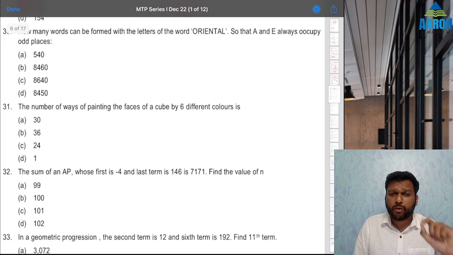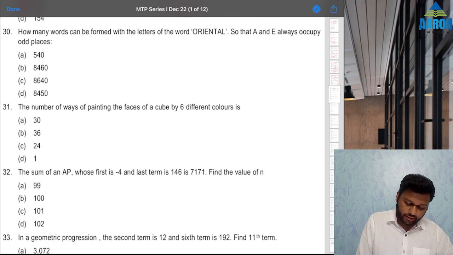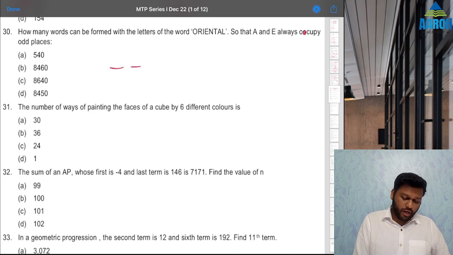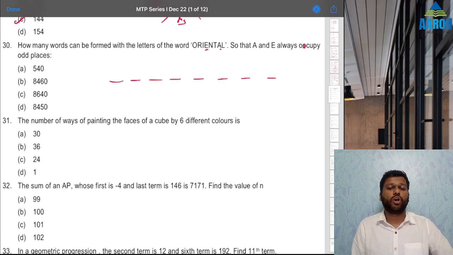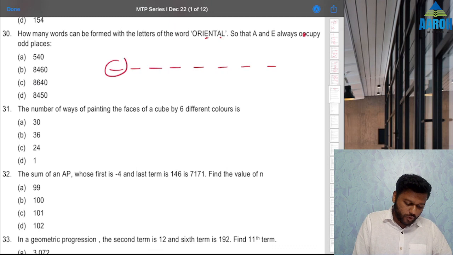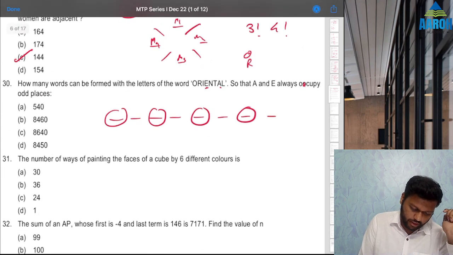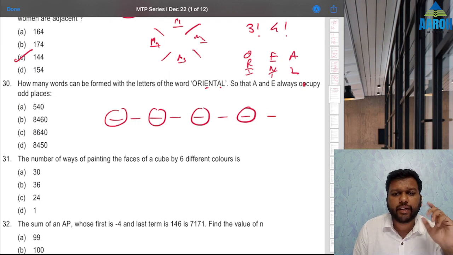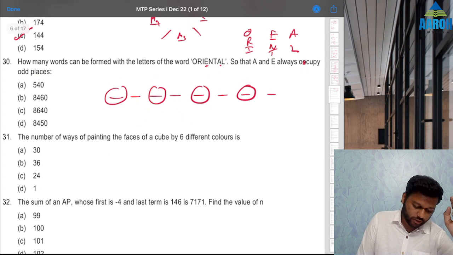How many words can be formed with the letters of the word ORIENTAL so that A and E always occupy odd places? O-R-I-E-N-T-A-L. How many are odd places? 1, 2, 3, 4. First of all, is there any repetition? No repetition, right? So there are 4 odd places and only 2 letters which we want to arrange in those. So 4P2.